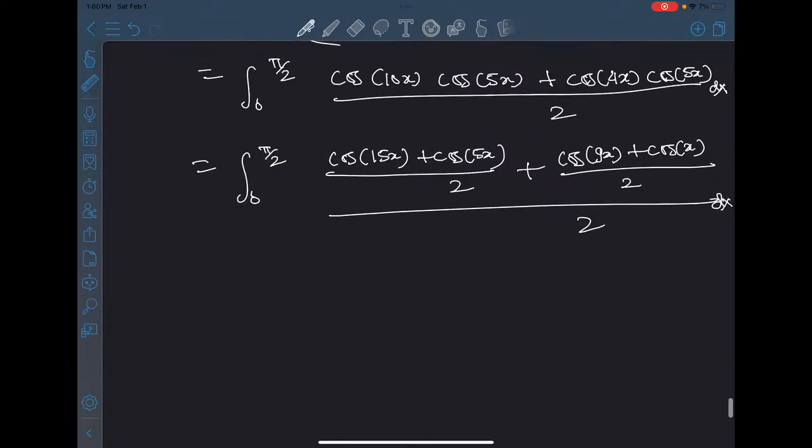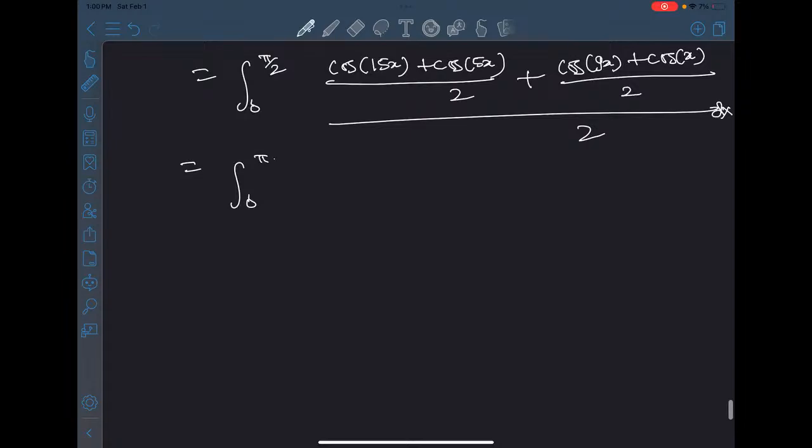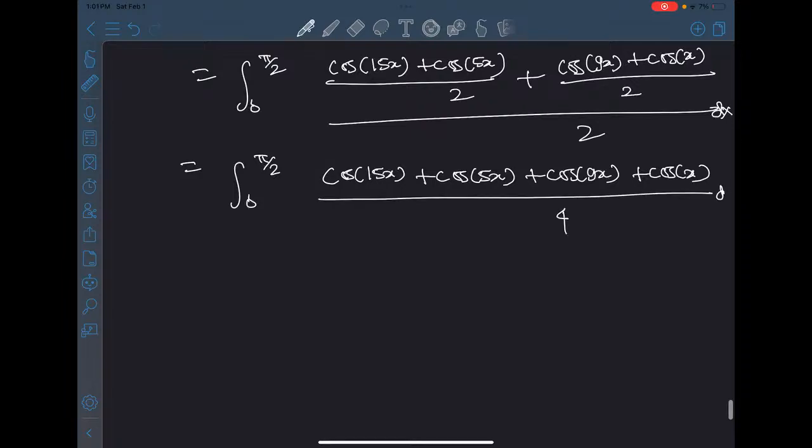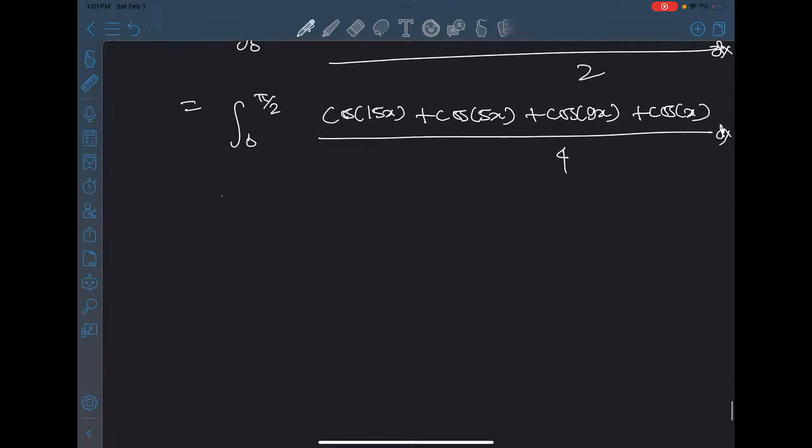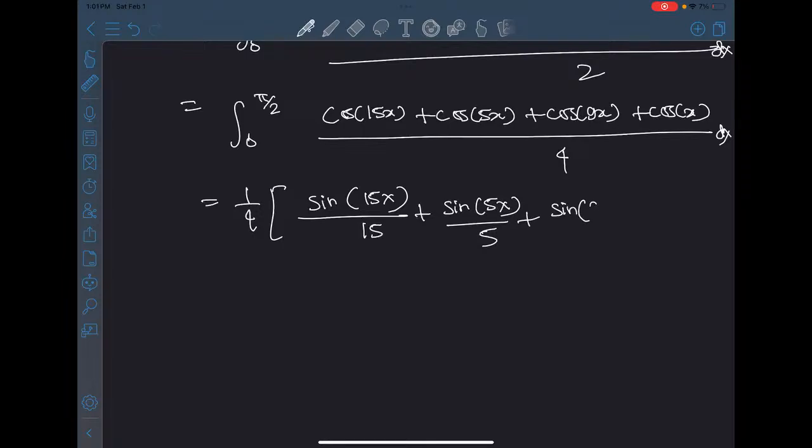Now this is simple actually. From 0 to pi by 2, this becomes cos of 15x plus cos of 5x plus cos of 9x plus cos of x divided by 4 dx, right? After that, I can just integrate. This is so easy actually. 1 by 4 times sine of 15x over 15 plus sine of 5x over 5 plus sine of 9x over 9 plus sine of x, from 0 to pi by 2.